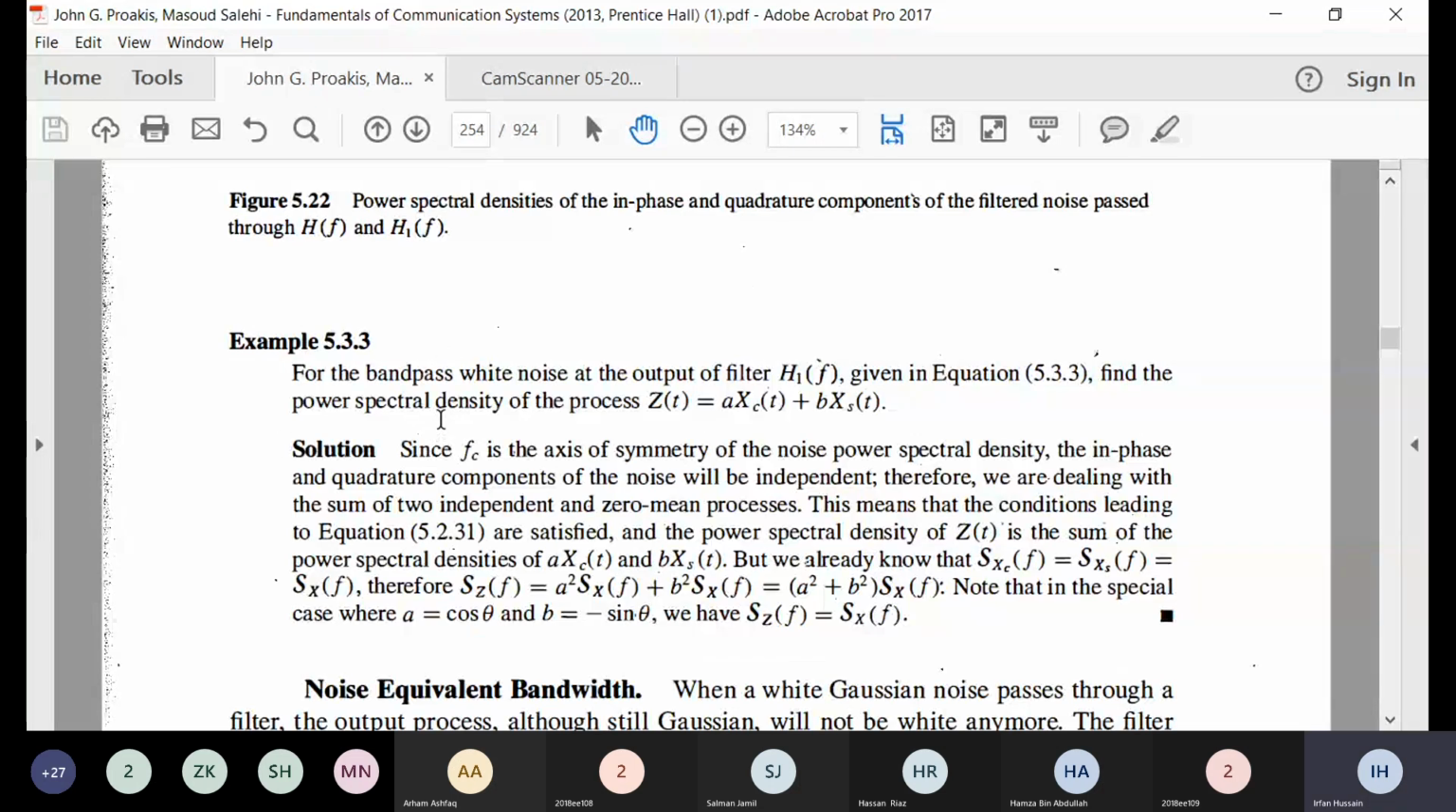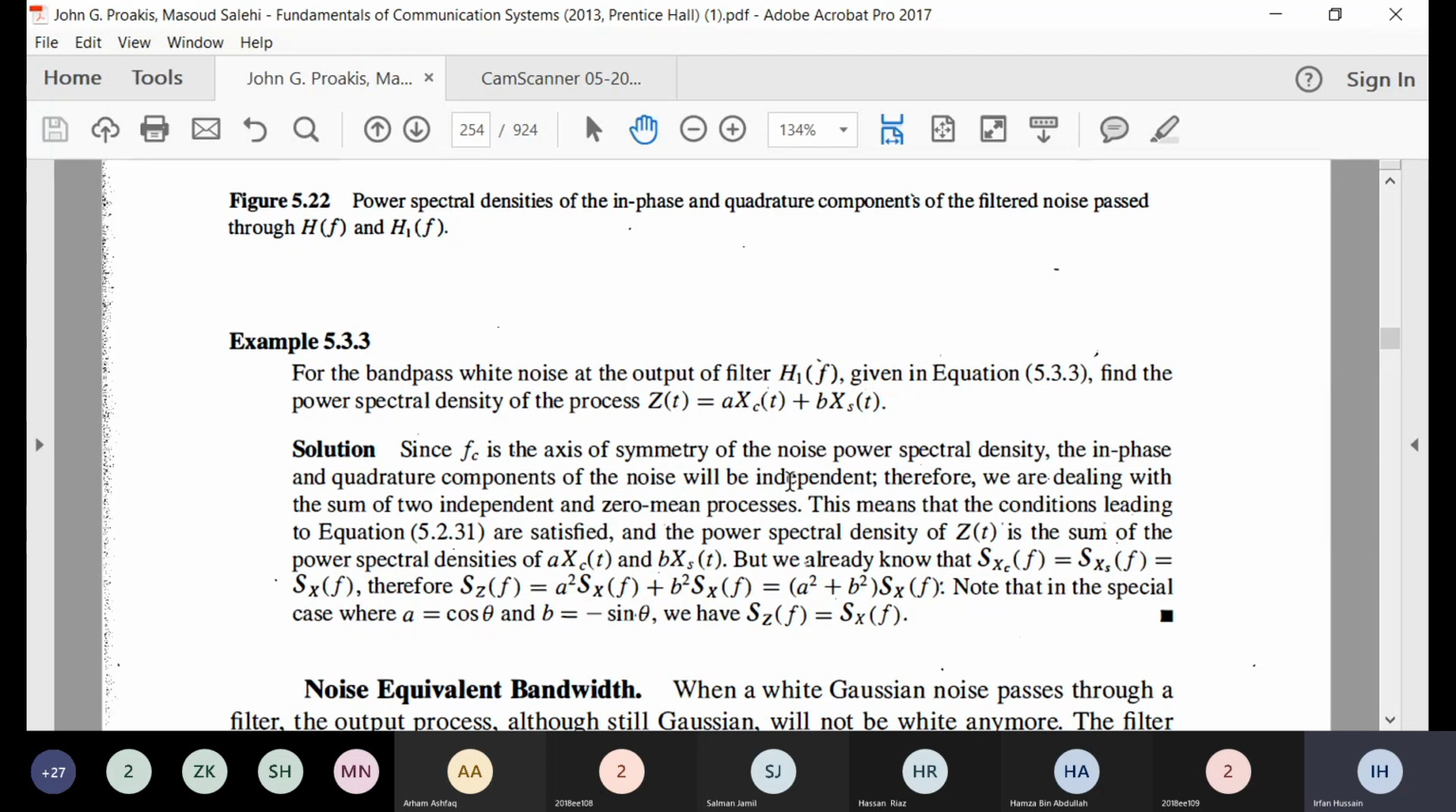Find the power spectral density of the process Z(t), which is equal to A X_C(t) plus B X_S(t), where X_C was the low pass version of the band pass X, and X_S is again the low pass version, but the quadrature component of the band pass process X. That was studied in the last chapter. So we saw that if FC is the axis of symmetry, the in-phase and quadrature components will be independent. So once they are independent, their correlation will be 0.